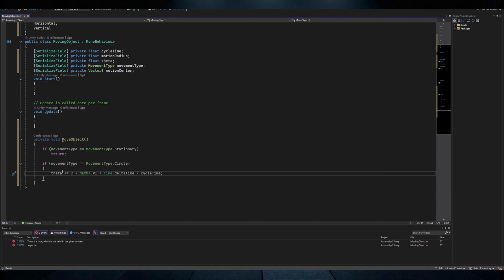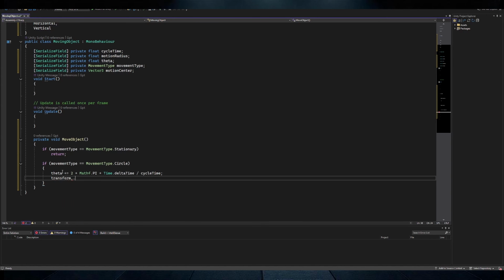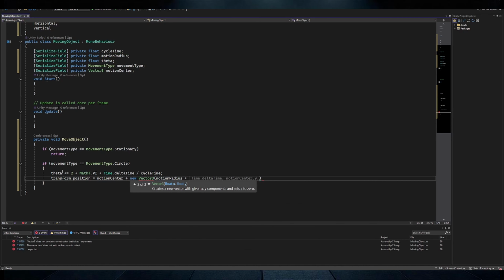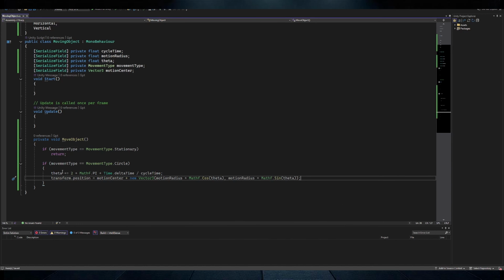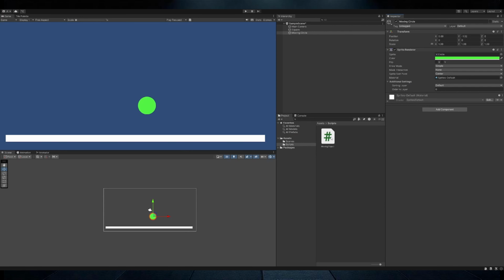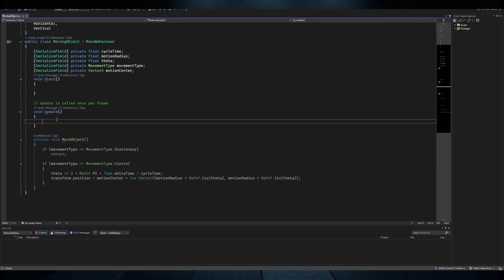After we updated our theta, all we need to do is update the object's actual position. We'll do it by setting it equal to the motion center plus the object's location in Cartesian coordinates, which if you remember, we convert from polar by using x equals r cosine of theta and y equals r sine of theta. And that easy we have circular motion. Of course we need to remember to call this function from the update, but we all remember that, right?